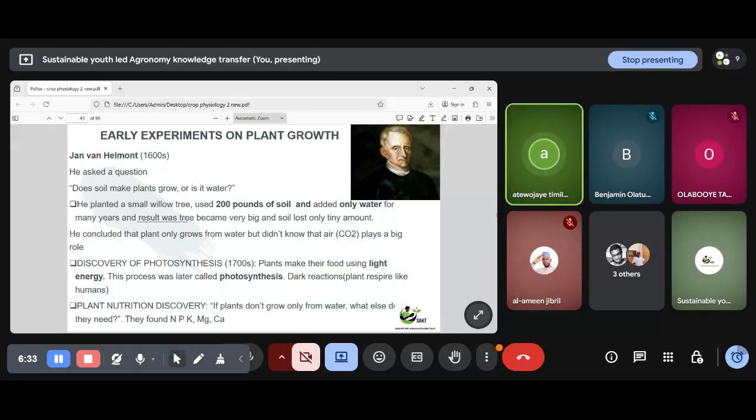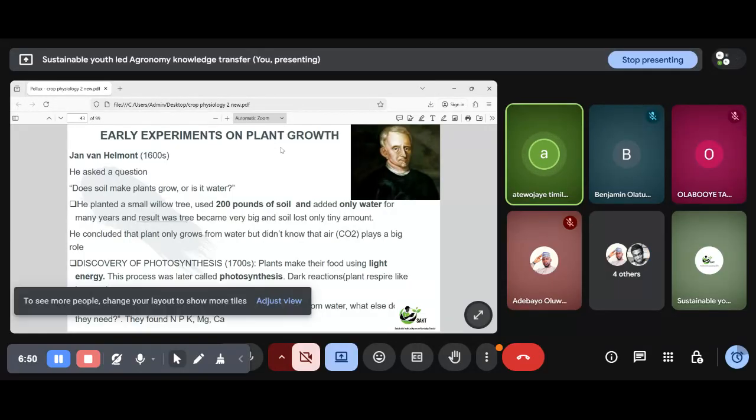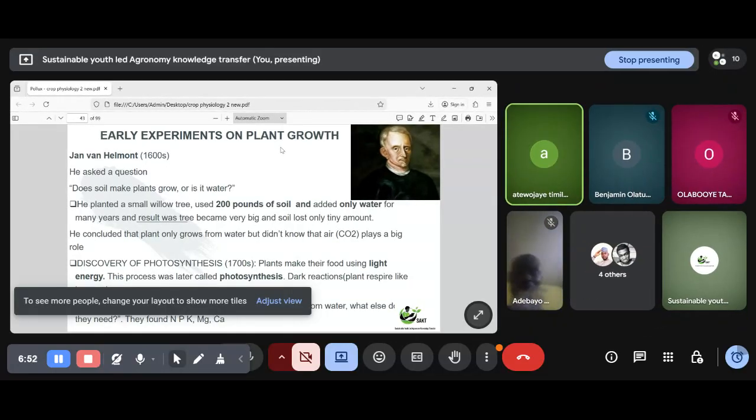So, early experiments on plant growth. This is this man, Van Helmont. He was the one that started this experiment because he was curious: how does a plant grow? So he did an experiment. Does soil make a plant grow, or is it water?